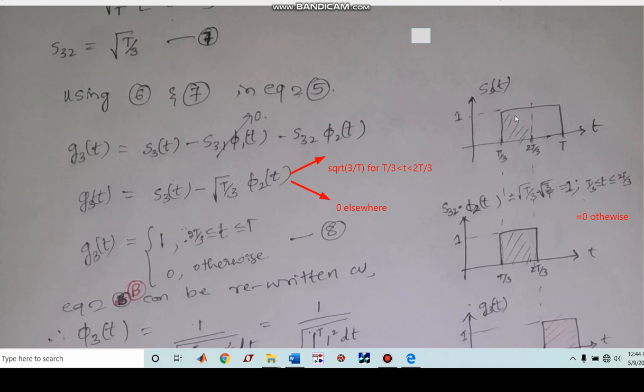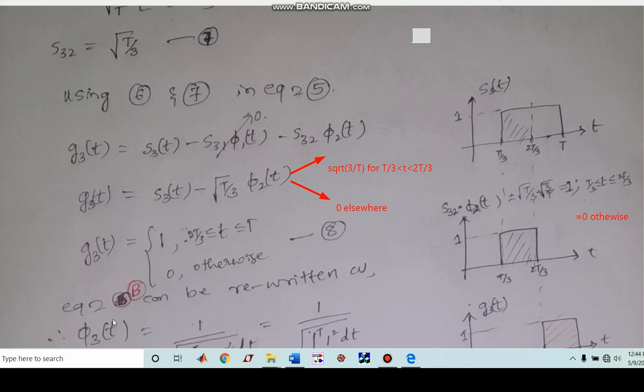If you subtract S3 minus this quantity, here it is 1, 1 minus 1 is 0, but here if you subtract 1 minus 0, you are going to get 1. So that is between the interval 2t by 3 to t. It is what is written over here. G3 of t is 1 for the interval 2t by 3 to t. Otherwise it will be 0.